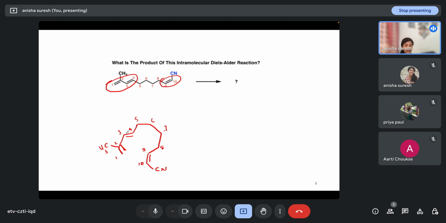We should not change the stereochemistry of any center. Just this bond we are rotating. All others should remain as such. So what sort of ring system will be resulting? This will undergo cyclization. Two six-member fused rings. Yeah. So if we draw it, it will be like this.